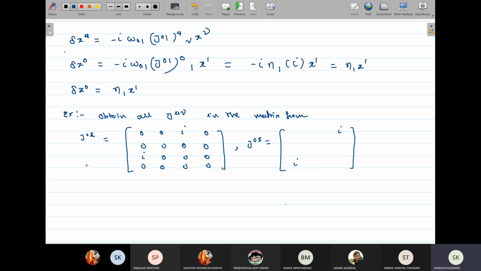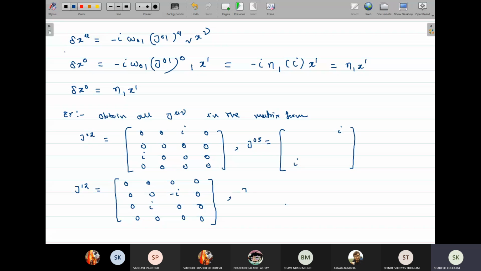Similarly, you have these Jij's. So J12 will be 0, 0, 0, 0, 0, 0, minus I, 0, 0, I, 0, 0, 0, 0, 0, 0. So you can see that J12 is basically the J3 rotation matrix. If you concentrate on this part, it's just J3.